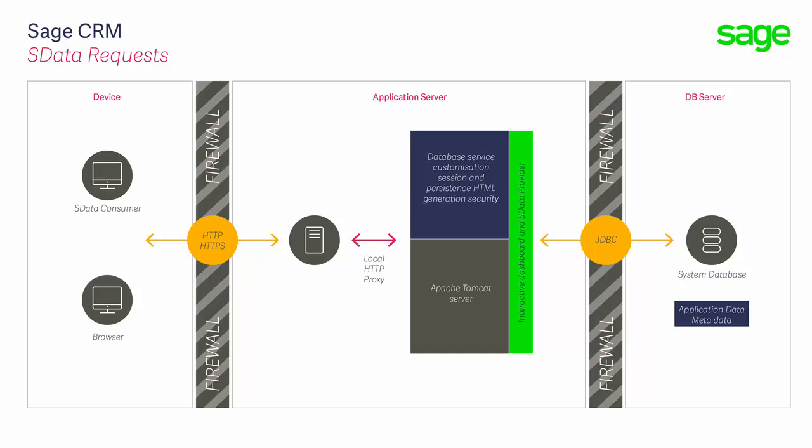SData is used by the newer features that use the Tomcat web app technology as its communication protocol. SData is going to be an API that will become increasingly important to developers. For example, SData is used by the client-side API that was introduced in Sage CRM 7.2 as the basis for its AJAX requests.